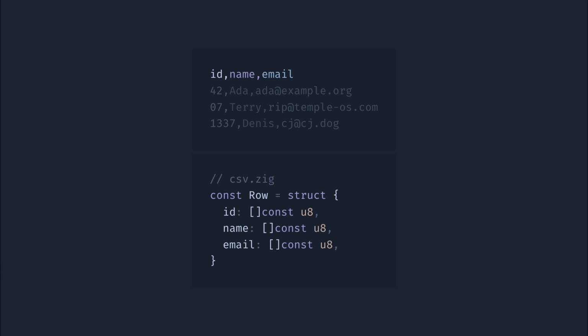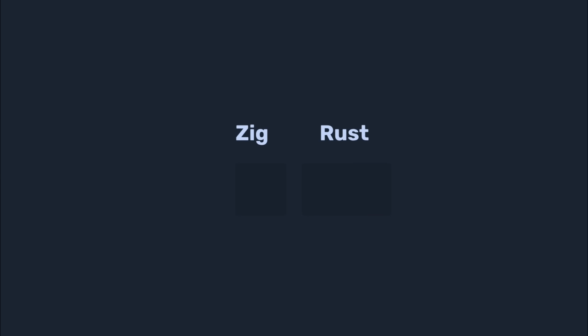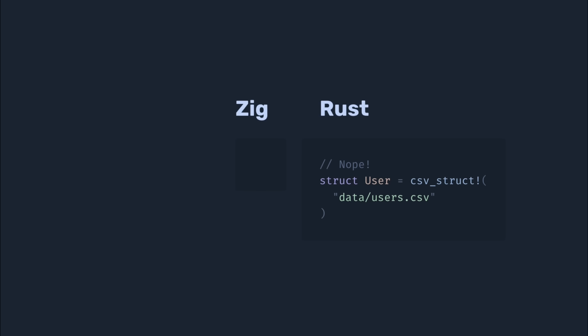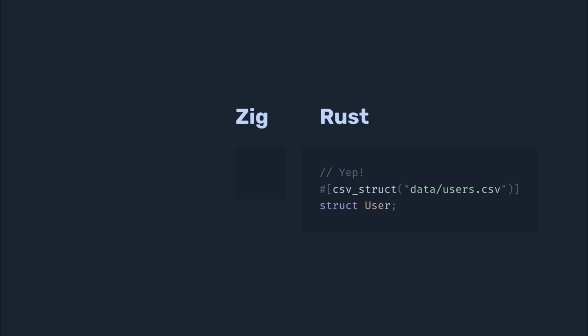So, with proc macros, we cannot directly return a new struct, but we can modify an existing empty one with an attribute, so the usage code will look like this. But it's already better in Zig. We can just define it as a result of a function call like this. Yeah, but the real difference is how we implement this macro and function.